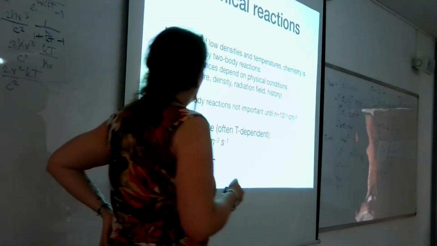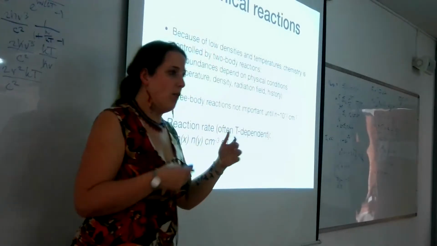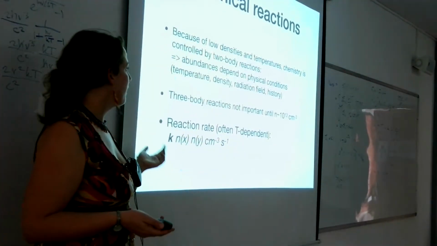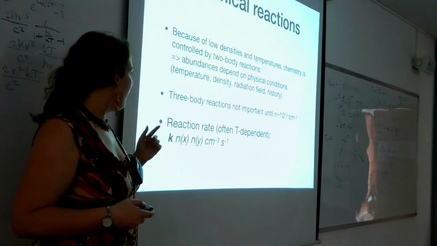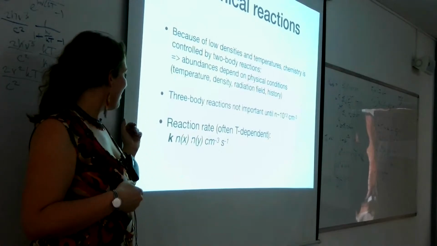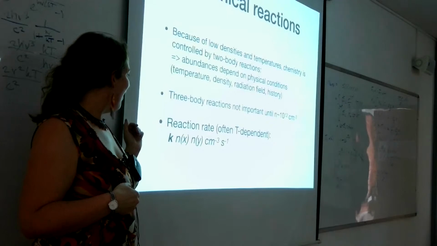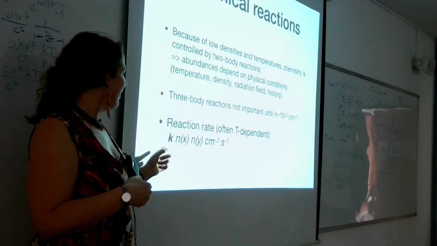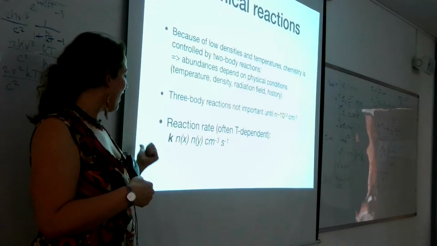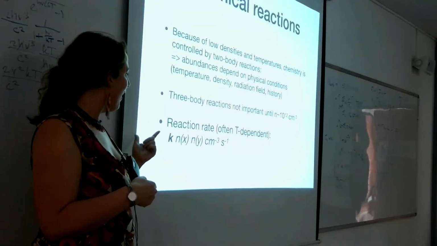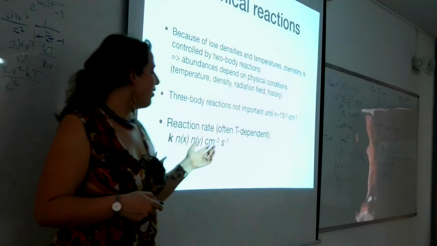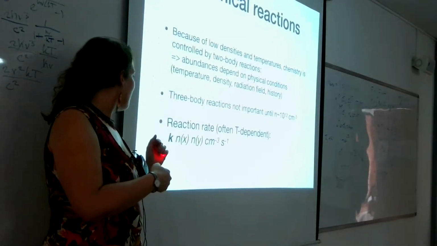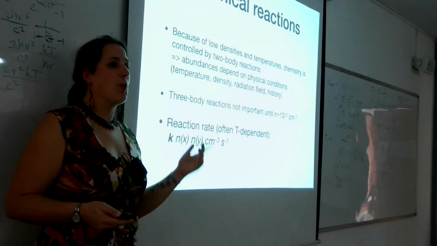Two-body reactions result in, of course, different abundances of molecules, and they all depend on physical conditions. A reaction rate is described by a constant K, times the density of molecule X, times the density of molecule Y, per cubic centimeter per second. And this parameter K is usually temperature dependent.